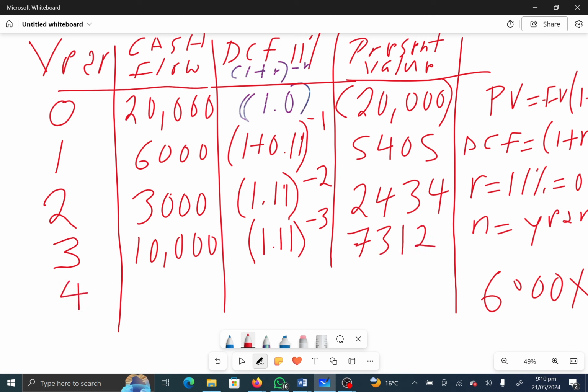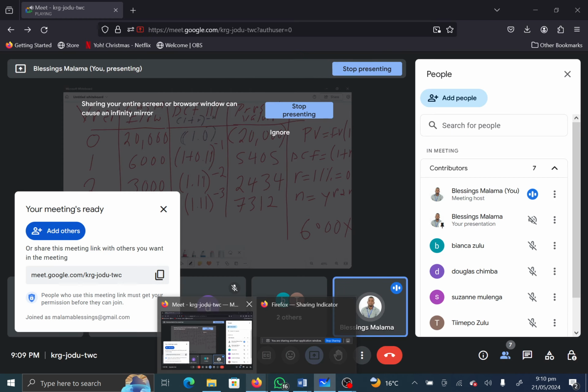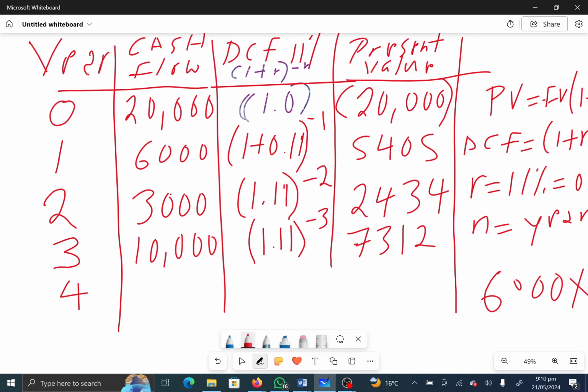So year 4, what is our cash flow for year 4? Madam Susan, kindly give me the cash flow for year 4. Year 3, I've found something different to this one. You are finding something. Say 10,000 multiplied by open bracket 1.1 close bracket to the power negative 3.